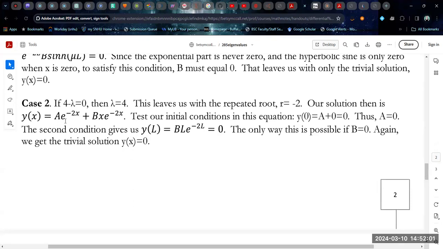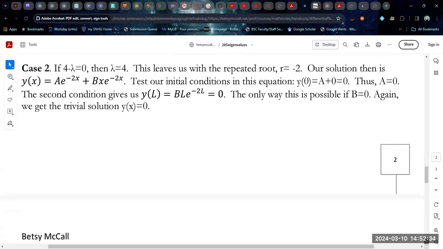Now, similarly, case 2 is the case where we have the square root equal to 0. So we're going to set lambda equal to 4. And that's going to leave us with the repeated root, -2. And then our solution will have this form. And again, we can test our initial conditions. And when we do that, we are again algebraically forced to conclude that both A and B are 0, and therefore we have only the trivial solution again.